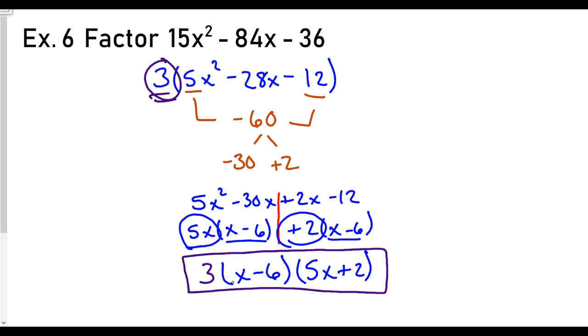Okay? So to recap, when do we use split the middle? When you have a leading coefficient that's greater than 1. How do we use split the middle? Well, you take the leading coefficient and multiply it by the constant. That gives you a number. What are factors of this number that will add up to your old middle term? This is how you're splitting that middle up. In this case, it was negative 30 and positive 2. Then we rewrite the trinomial as a 4-term polynomial so that we can use factoring by grouping.